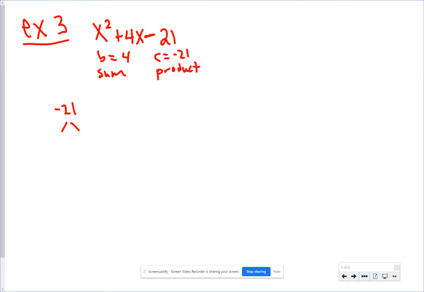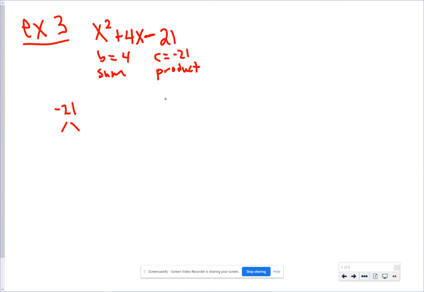This time, if you look at our summary, I need a positive and a negative. I need two numbers that have opposite signs. If they were both negative, negative times negative would be positive. If they're both positive, positive times positive is positive. I need a negative and I need a positive. So we need opposite signs. One's going to be positive, one's going to be negative, right? So once we factor this, it's going to be x plus and x minus. Opposite signs. Okay?